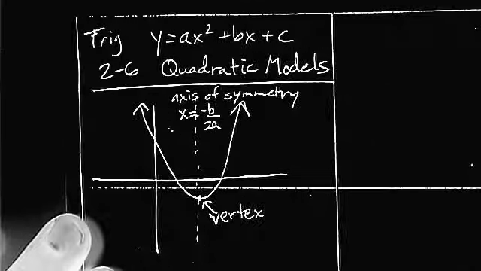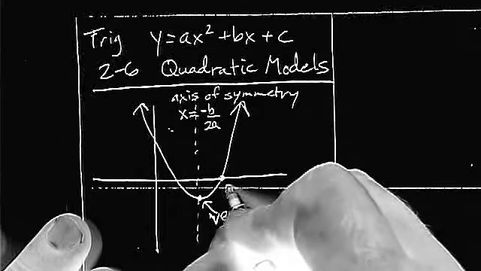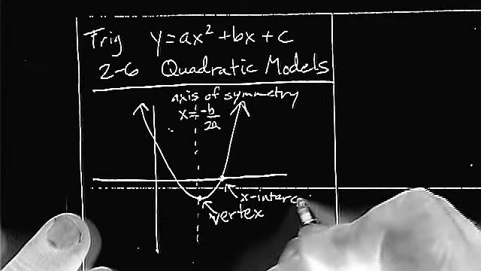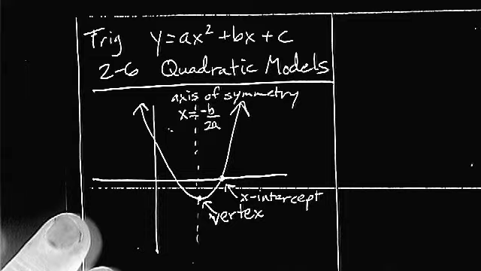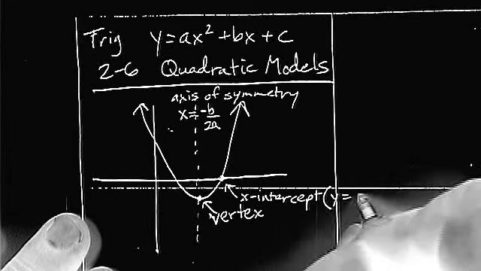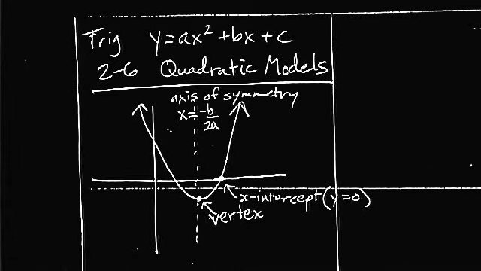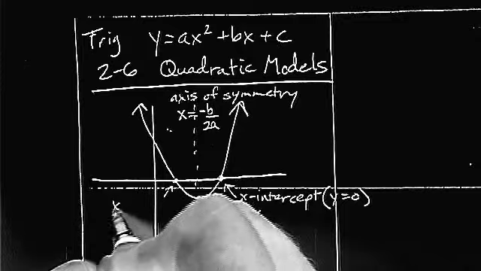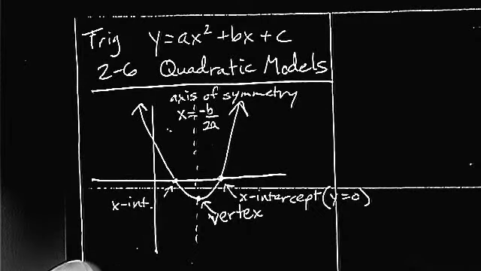Now, this thing right here is called an x-intercept. It's where the parabola crosses the x-axis, and it has a y value of 0. So if they ever ask you for an x-intercept, you know you can plug in a y value of 0. This is also an x-intercept, so an x-intercept on the other side.